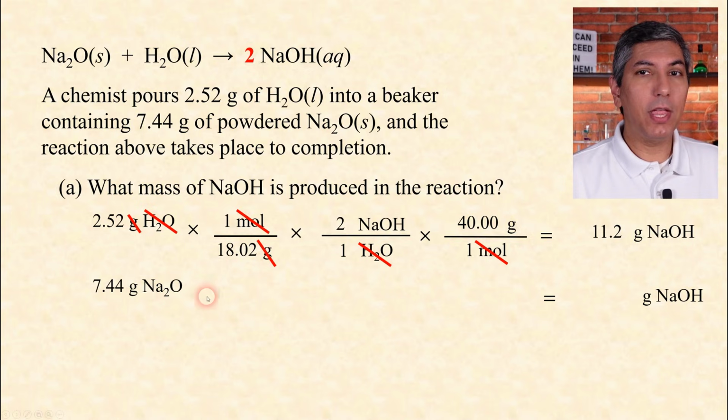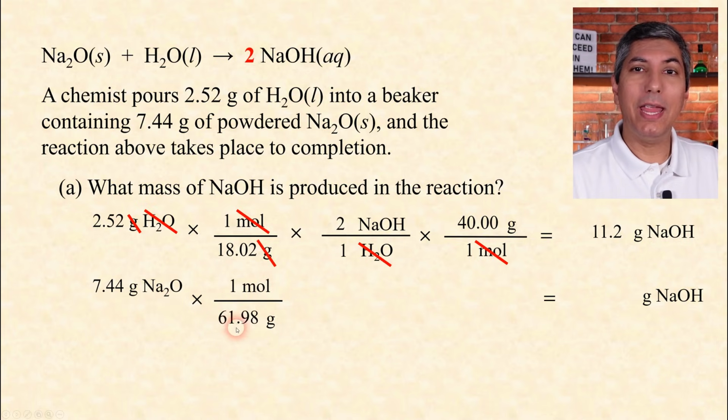We need to do the same thing for the other reactant. We put grams on the bottom, 1 mole on top. According to the periodic table, there are 61.98 grams in 1 mole of sodium oxide, and we can cancel grams.